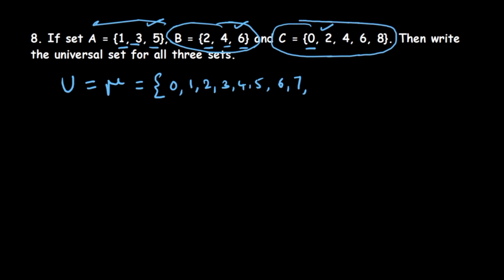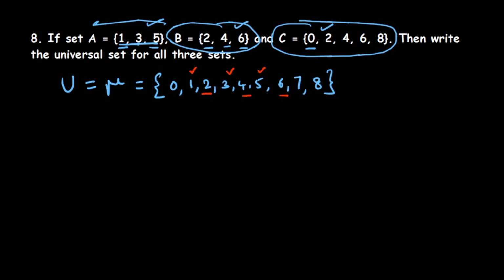So 7 after, I am going to take now 8. Now you can observe 1, 2, 3 is there in that set. Here we have 1, 2, 3. So A is the subset of mu. Similarly 2, 4, 6. Yes, here we have 2, 4, 6. That means B is the subset of mu.